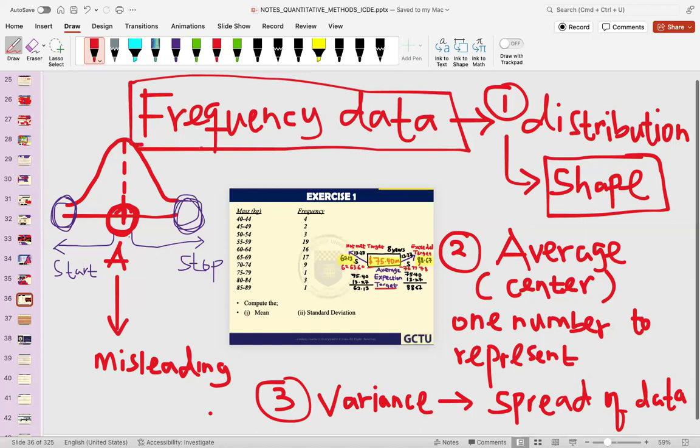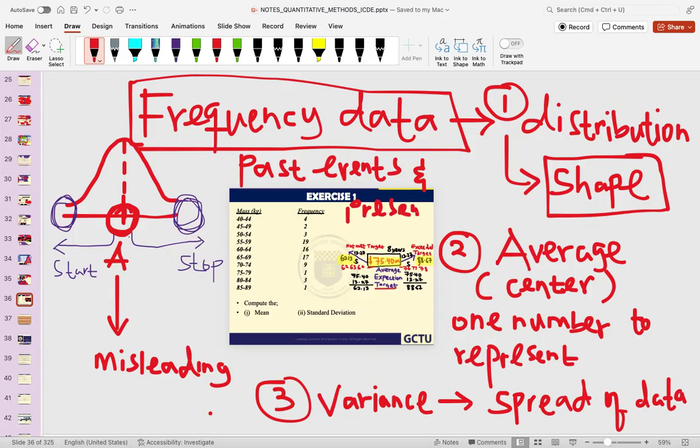Now, where do we have frequency data coming from? Frequency data comes from past events and present events. That is what will help you to generate the frequency data.